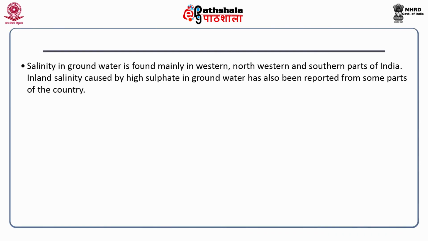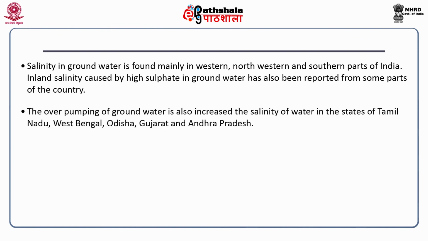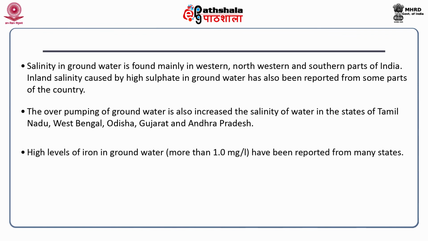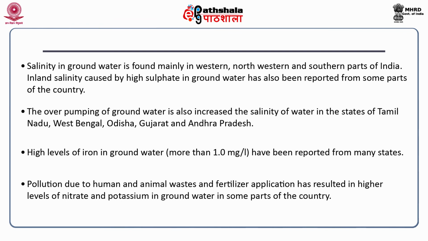Salinity in groundwater is found mainly in western, northwestern and southern parts of India. Inland salinity caused by high sulfate in groundwater has also been reported from some parts of the country. The overpumping of groundwater is also increasing the salinity of water in the states of Tamil Nadu, West Bengal, Odisha, Gujarat and Andhra Pradesh. Higher levels of iron in groundwater, more than 1 milligram per liter, have been reported from several states. Pollution due to human and animal waste and fertilizer application has resulted in higher levels of nitrates and potassium in groundwater in some parts of the country.